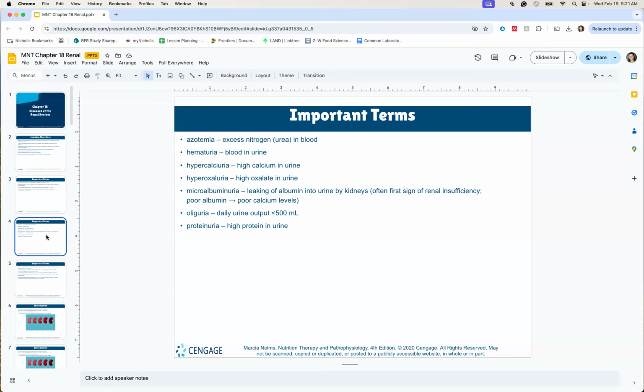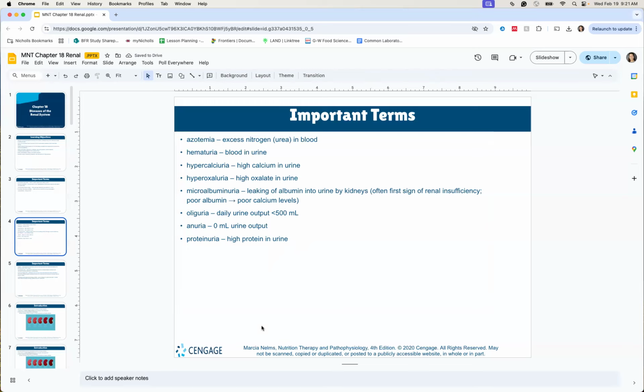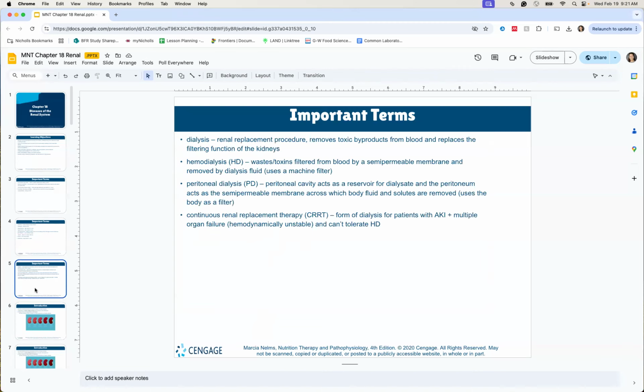Oliguria is little urine output, about 500 milliliters of urine output or less. Anuria, which I will add, means less than that, or 0 milliliters urine output. So their kidneys are not making any urine. And then proteinuria just means high protein in the urine. So instead of reabsorbing those proteins, our nephrons are filtering them out and dumping them into the urine.